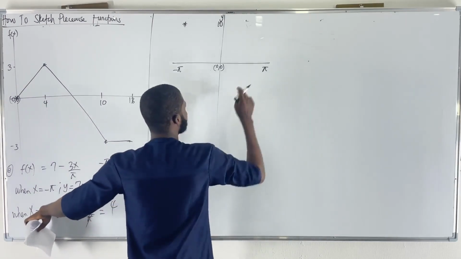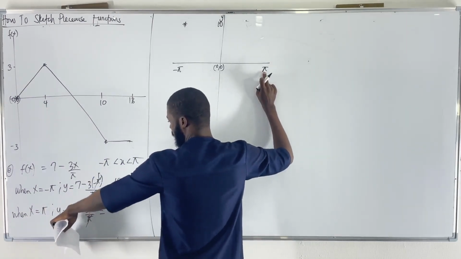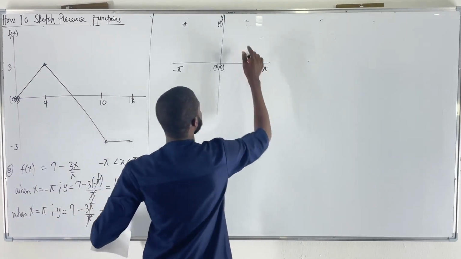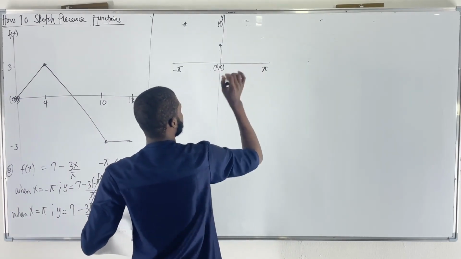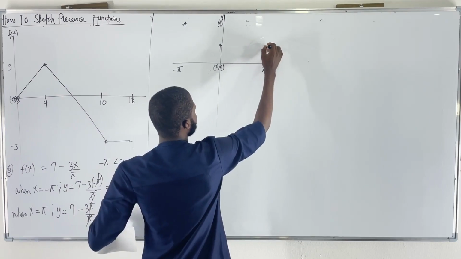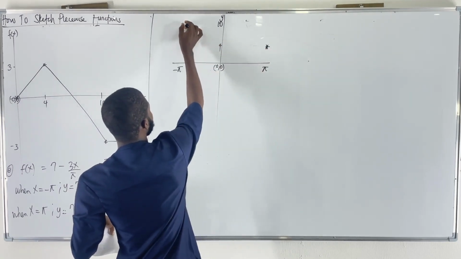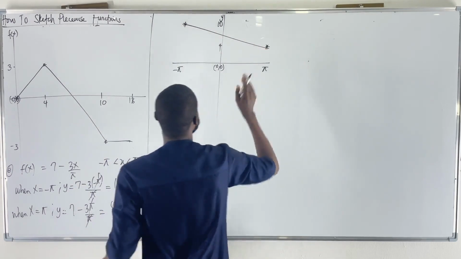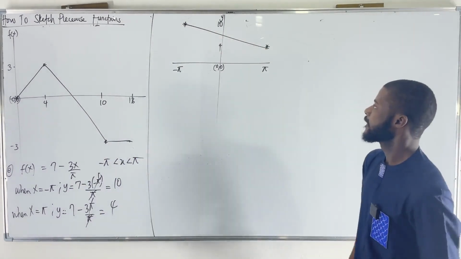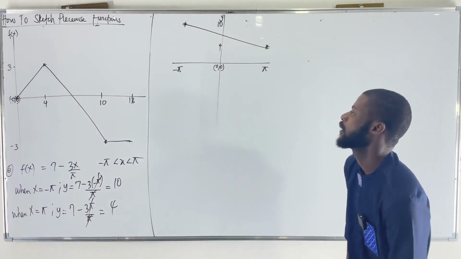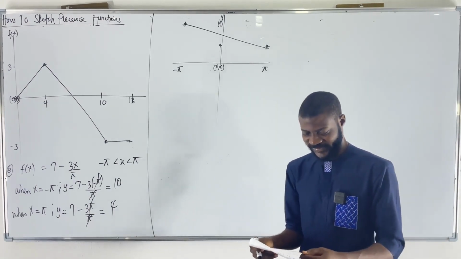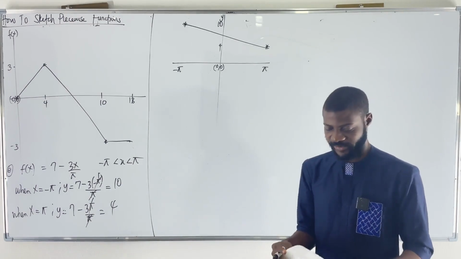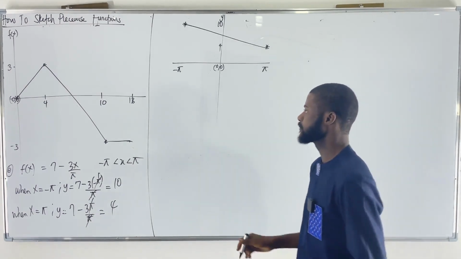Then when x is pi, y is just 4. Let me say my 4 is somewhere there. So together, it's going to be here. I'm then going to connect a line between these two, and that's just it. That's what it's going to be. So that's for that very one. Let's move on to the next one.